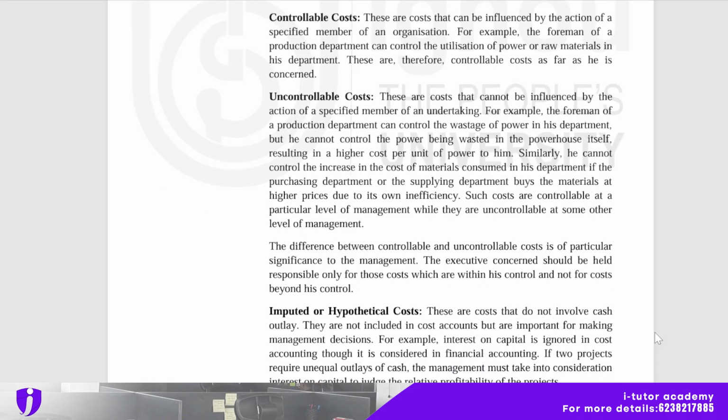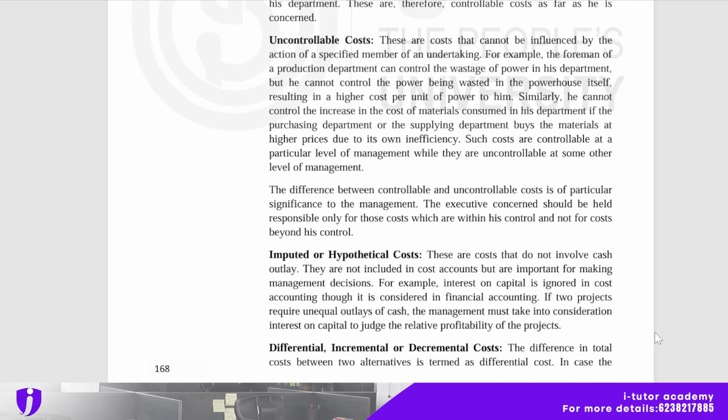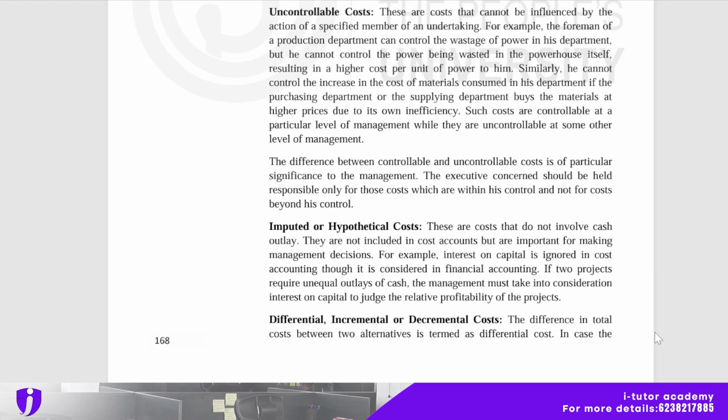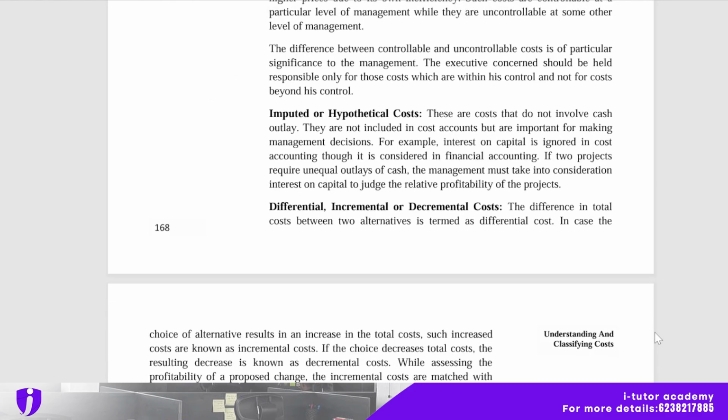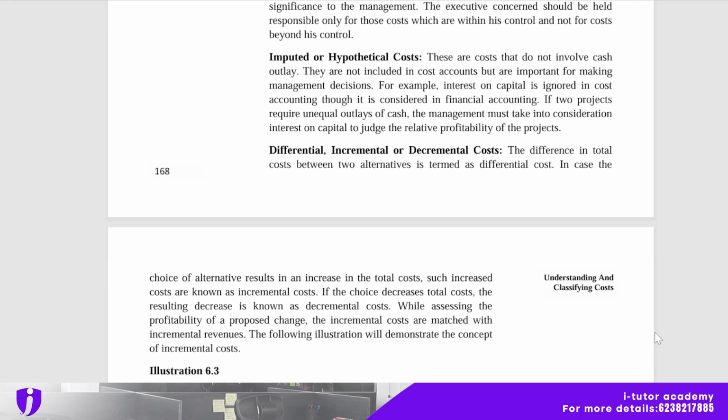And uncontrollable costs: these are costs that cannot be influenced by the action of a specified member of an undertaking. For example, the foreman of a production department can control the wastage of power in his department, but he cannot control the power being wasted in the powerhouse itself, resulting in a higher cost per unit of power to him. And imputed or hypothetical costs: these are costs that do not involve cash outlay. They are not included in cost accounts but are important for making management decisions.